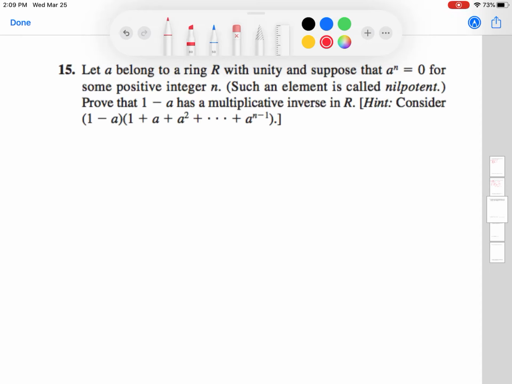All right, number 15. Let a belong to a ring R with unity, and suppose that a to the n equals 0 for some positive integer n. Such an element will be called nilpotent. We want to prove that 1 minus a has a multiplicative inverse in R. And it gives us a hint. Consider 1 minus a times 1 plus a squared plus all the way up to plus a to the n minus 1.